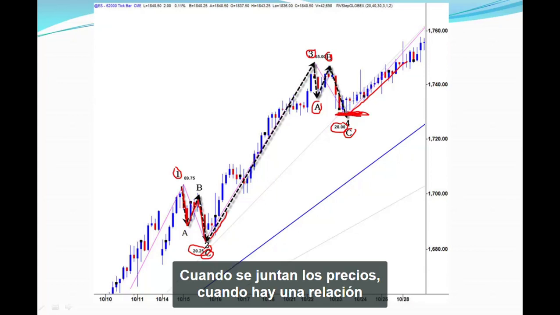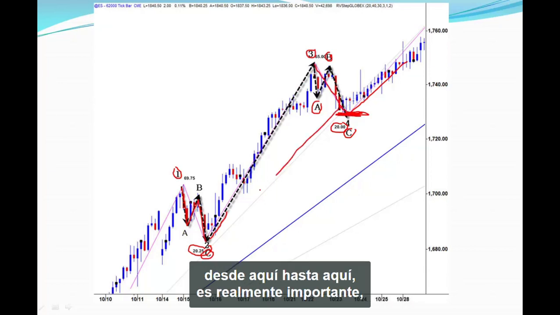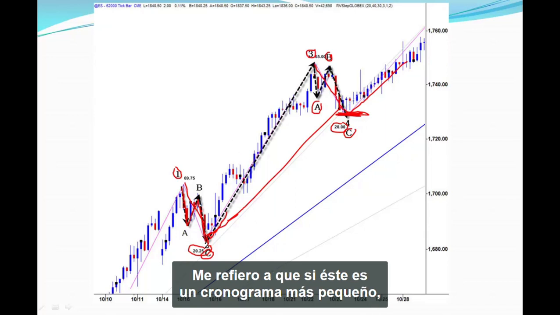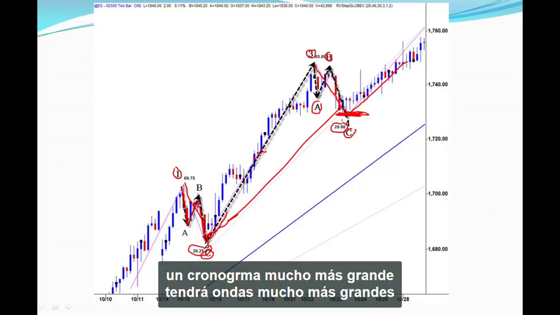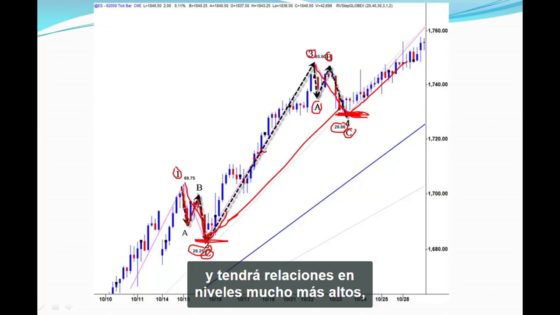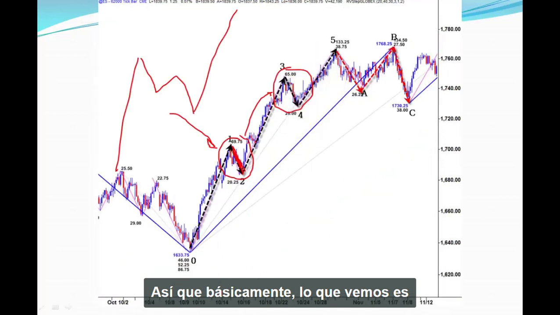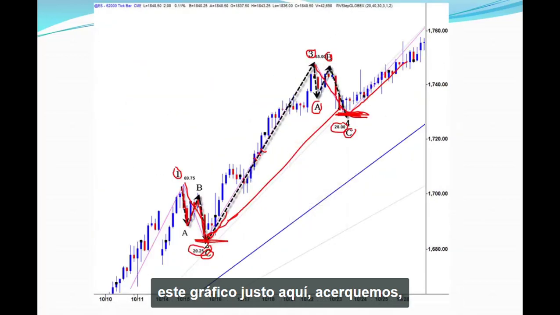When prices meet, when you have a relationship from here to here, it's really important. The market likes to relate in degree, meaning that if this is a smaller time frame, you'll have little waves in here. A much larger time frame would have much larger waves, and they'll have relationships on much higher levels, as you see on this chart. So basically, what we're looking at is this chart right here, zoomed in, and we could see that within that process, you have those corrective waves, and it's just a natural thing to happen.